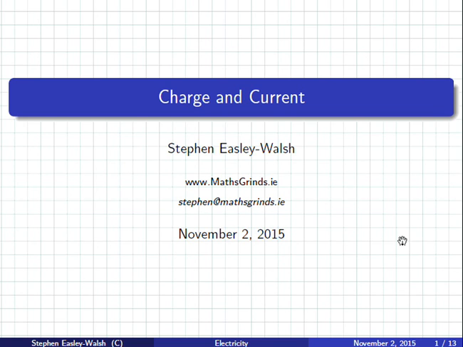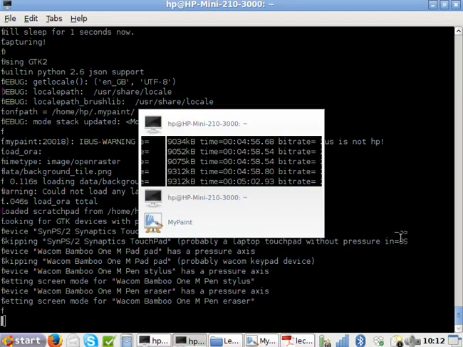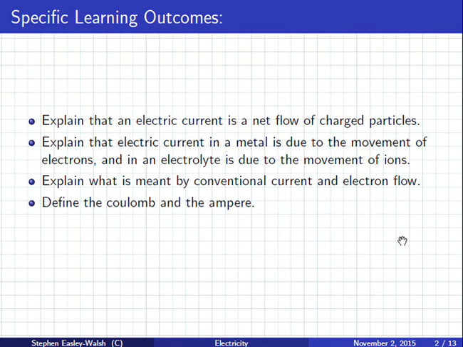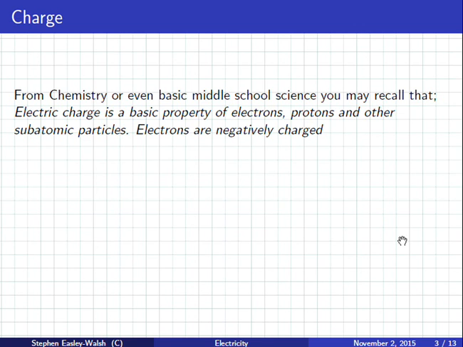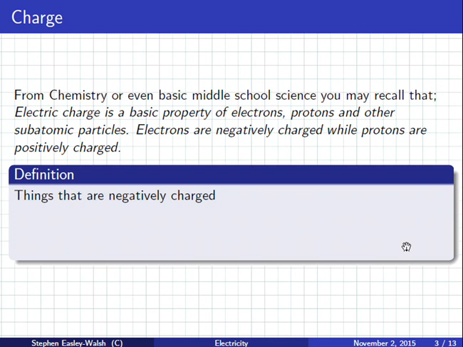Charge and current. Okay, so this uses a little bit of what you learned in chemistry. Right, so from chemistry or even basic middle school science, you may remember that charge is something electrons, protons, and other particles have. Electrons, we say, are negatively charged, and protons are positively charged.